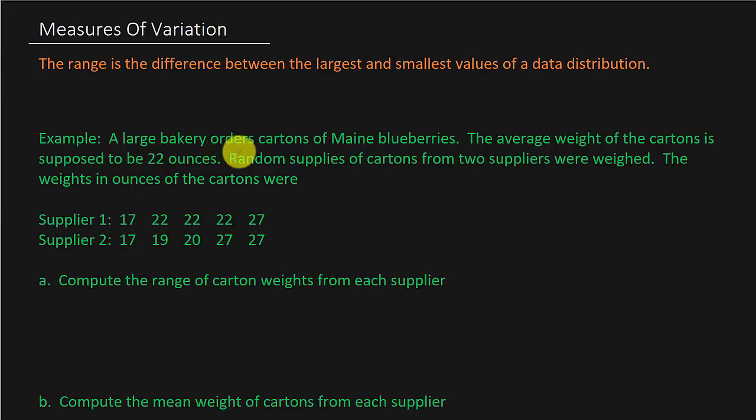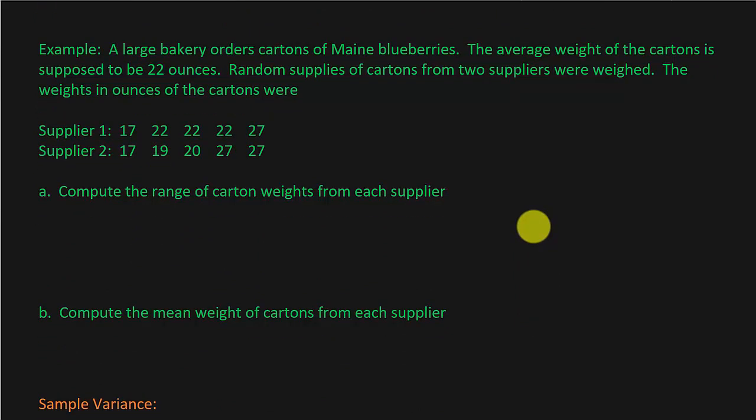So we have a large bakery that orders cartons of Maine blueberries. The average weight of the cartons is supposed to be 22 ounces. Random samples of cartons from 2 suppliers were weighed. The weights in ounces of the cartons were this: for supplier 1, these were the weights of the 5 different cartons they sampled, and these were the weights from supplier 2. They want us to compute the range of carton weights from each supplier.